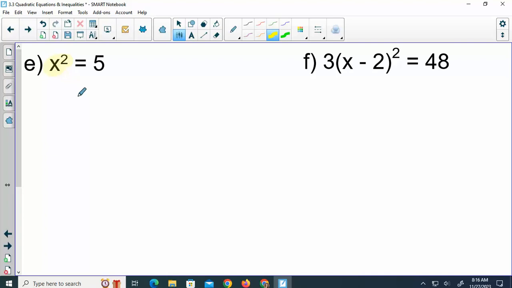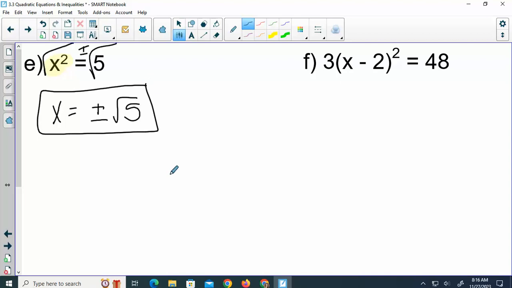So the opposite of a square is a square root. So we're doing what's called the square root method. You add a square root to each side. Now anytime you add a square root in a problem, what do you have to do? Plus and minus. So x is positive and negative square root of 5. And that's both of my answers. Positive square root of 5 and negative square root of 5.